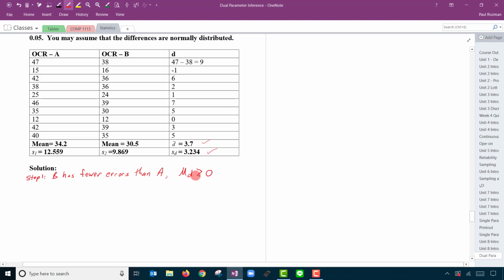This is kind of the tricky part here, converting that into the symbolic version. But once you do, you just roll on with your 8 steps. The claim doesn't have an equal sign in it, so it goes as the alternate hypothesis. And then the null hypothesis is the opposite of that.